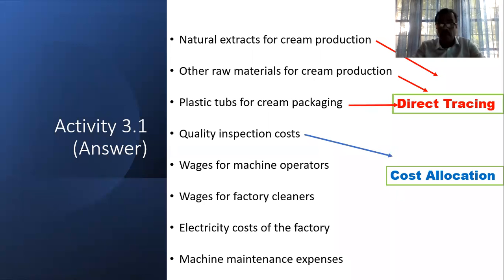But if all the items are tested by a particular quality supervisor, then that salary goes directly to direct tracing. But normally we don't do it like that.